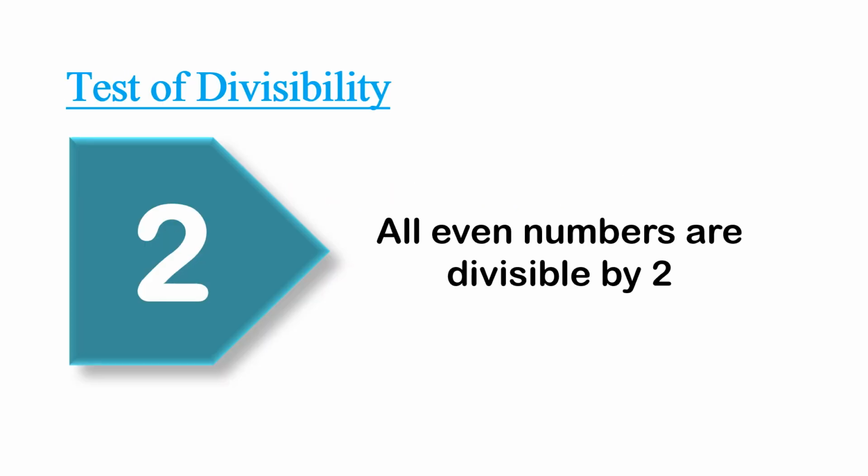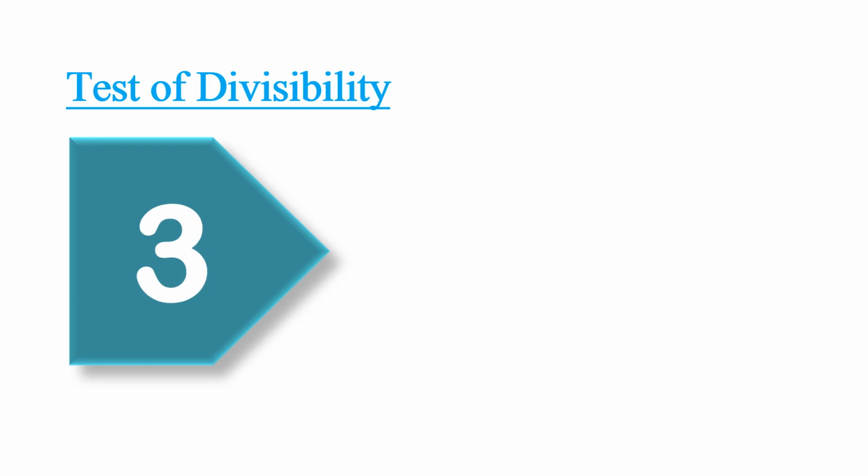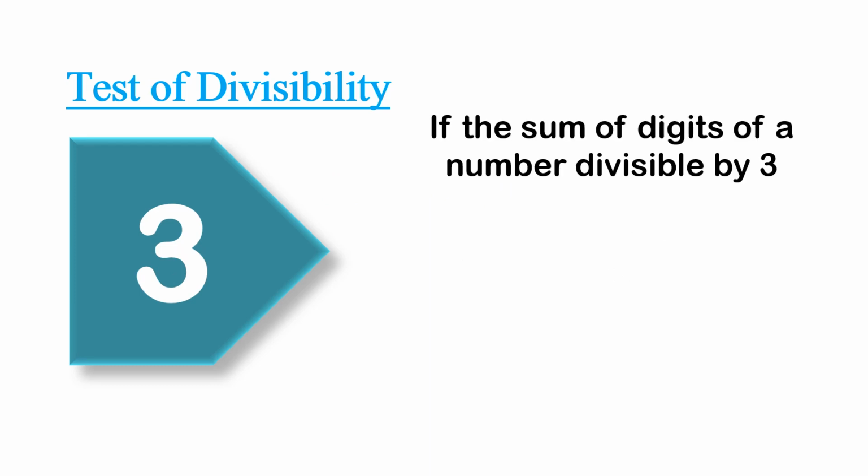Firstly, we start with 2. All the even numbers are divisible by 2. Test of divisibility of number 3. If the sum of digits of a number is divisible by 3, then the number is divisible by 3. Let's see one example.